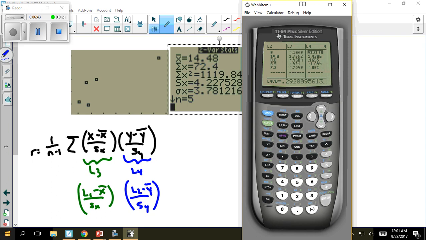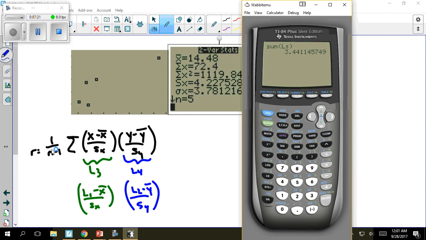Now in L5, I'm going to multiply L3 and L4 together. So when I multiply these things, I'll put that in L5. So L5 is L3 times L4. That's the product. So the next part of my formula says to add that up. So I'm going to go to my home screen, and I'm going to sum up that second list, math, number 5, sum up L5.